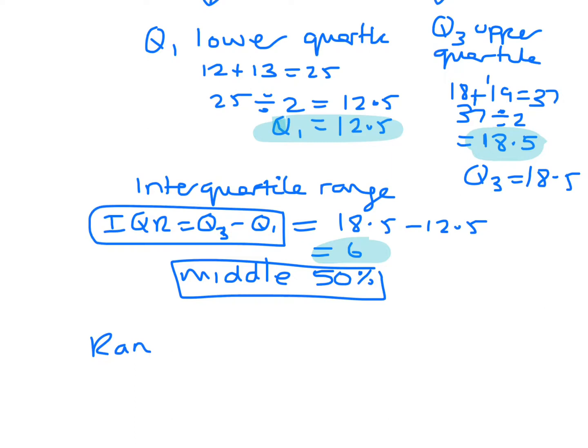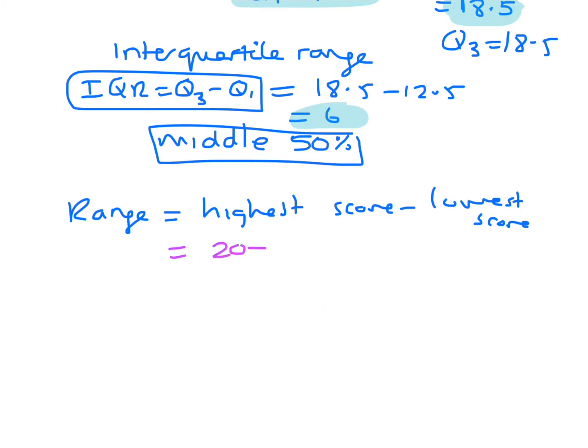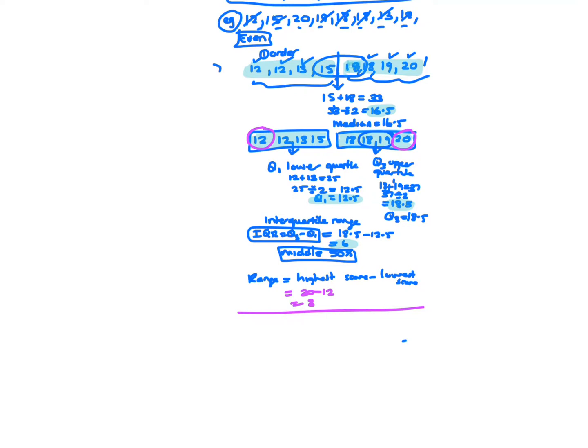To get the actual range, the range is the highest score minus the lowest score. So the highest score in this set of data would have been 20, and the lowest score is 12. 20 minus 12 would be 8. Okay, so that's when you've got a set of data that is even.